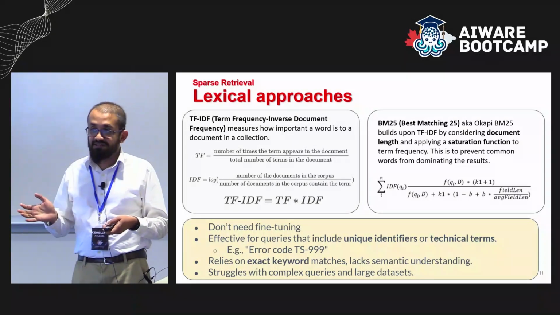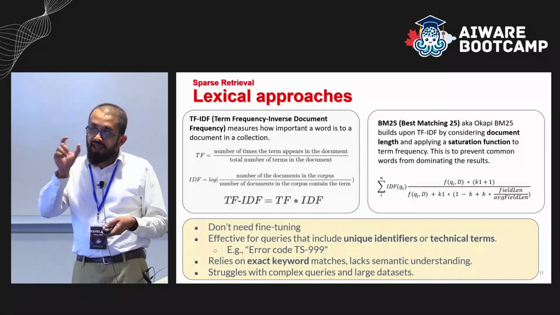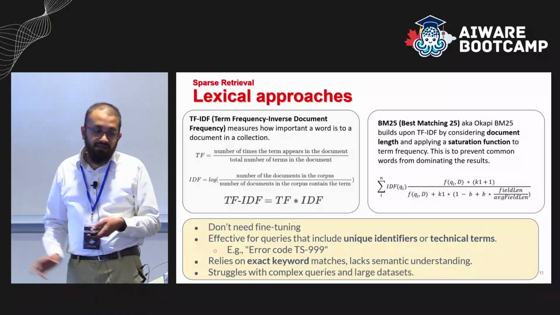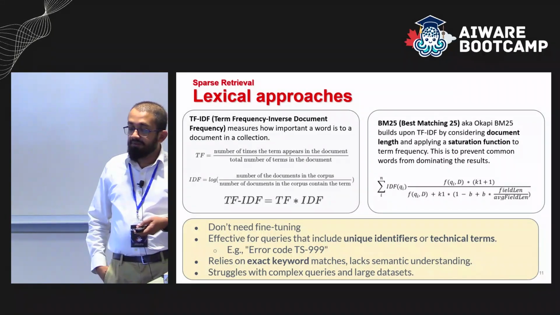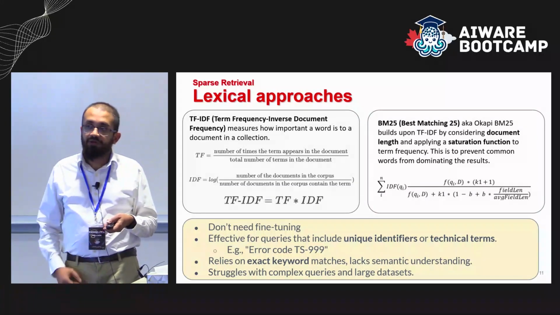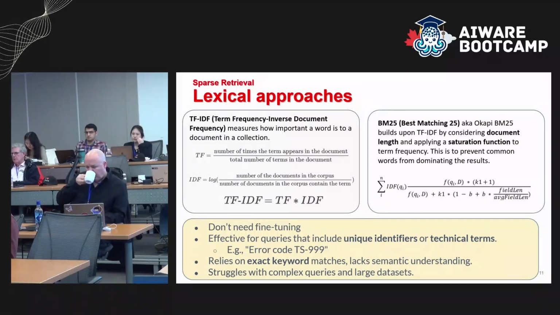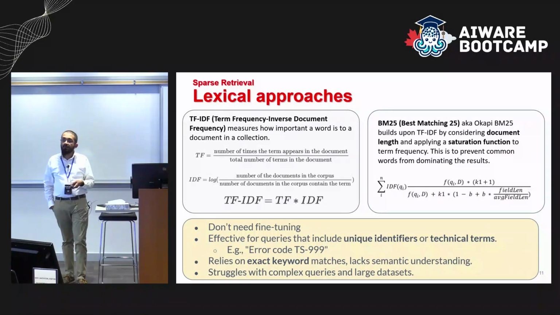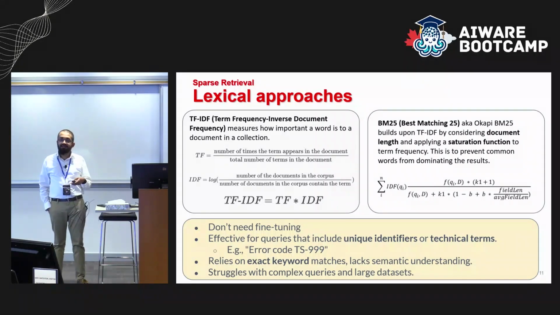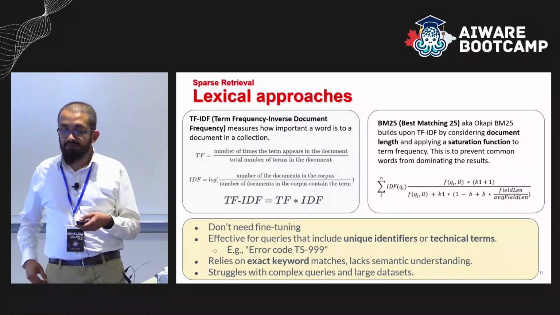But the good thing about these lexical approaches is they don't need fine tuning, and they are really good for exact term matching. So for example, in technical documentation, you have some unique identifiers like an error code or an issue identifier. If you are looking for that exact match, this type of approach will be useful. But since it lacks semantic understanding, it will fail to capture the similarity between similar concepts, like synonyms, for example.